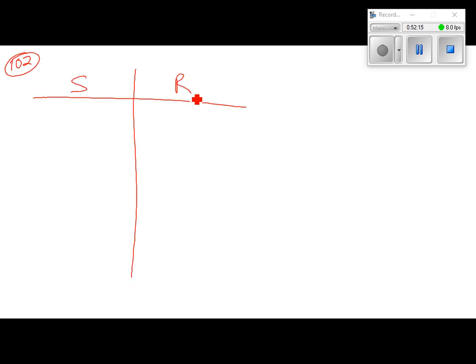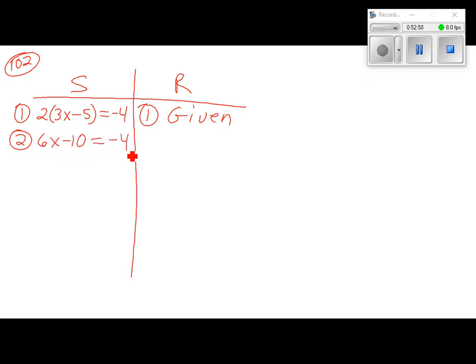Since it's an algebraic proof, we could just start off doing this. I don't really have to think it through. The geometry one you should think through first. What's our first statement going to be? Given: 2 times 3x minus 5 equals negative 4. What's our first reason going to be? Given. Please make sure you number your statements and reasons so that they match up. What's the first thing you do to start to solve this? Distribute. What's that give us when we distribute? 6x equals what? What did you use to go from 1 to 2? Distributive property.